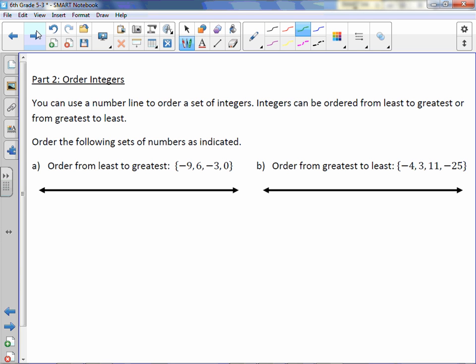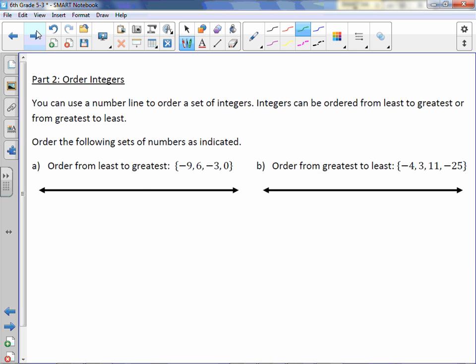Order integers. You can use a number line to order a set of integers. Integers can be ordered from least to greatest or greatest to least. Order the set of numbers as indicated. If you plot them all on a number line, you can then just write them in order, whether it's least to greatest or greatest to least.